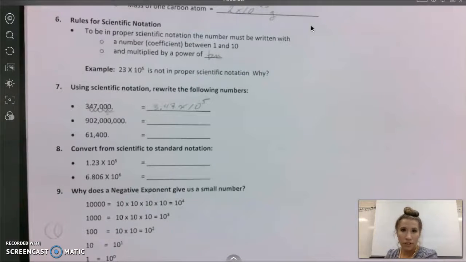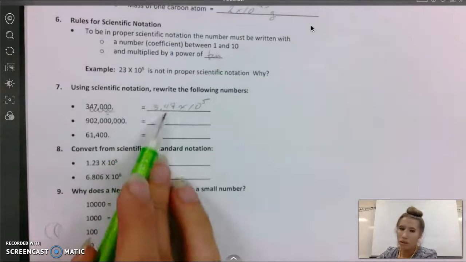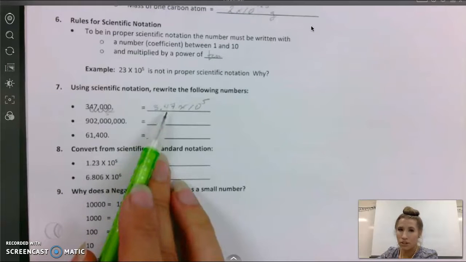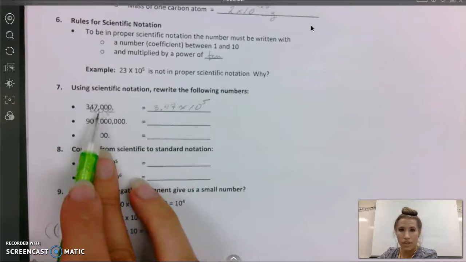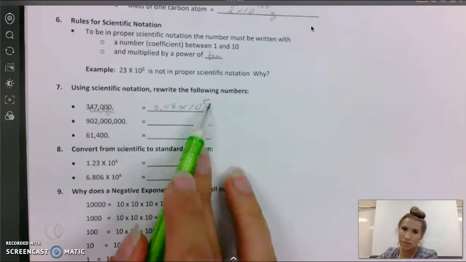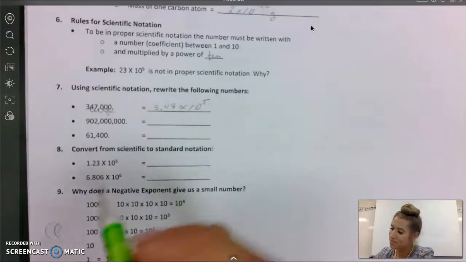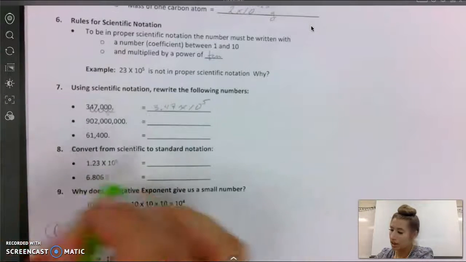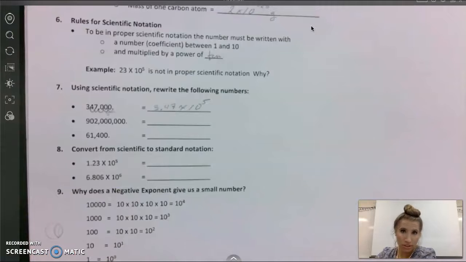Is it positive or negative? Well, I'm taking my coefficient in scientific notation and I'm making it bigger in standard notation, so my exponent needs to be positive. Okay, now, again, hit pause, go through, try these out, press play, and see how you did.